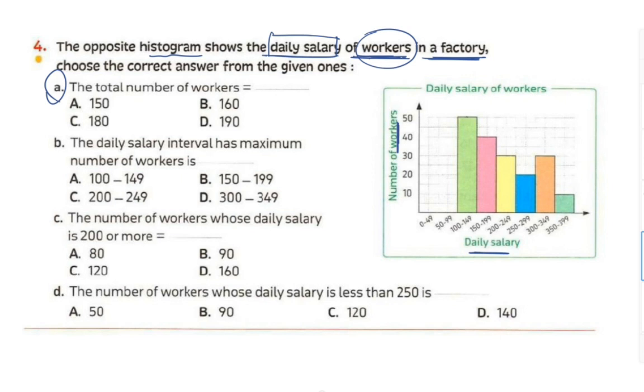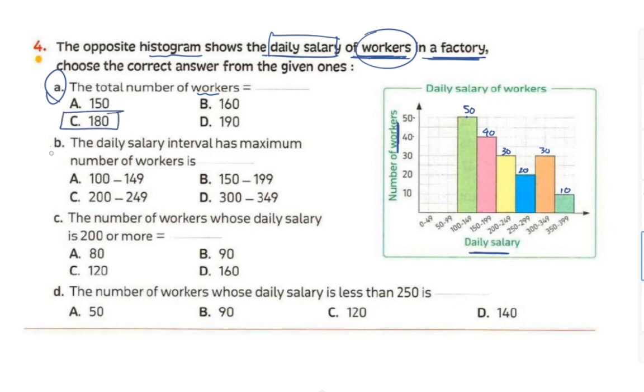So the first column here, going to the y-axis, we have 40. Next one 50. Then 40. Yellow 30. Blue 20. Orange 30. And the last one here we have 10. Now to find the total number of workers, I need to add 40 plus 50 plus 40, 90. 90 plus 30, 120. 120 plus 20, 140. Plus 30, 170. Plus 10, 180.